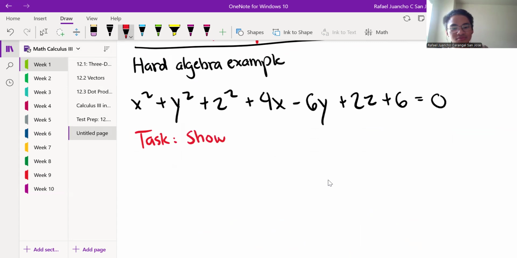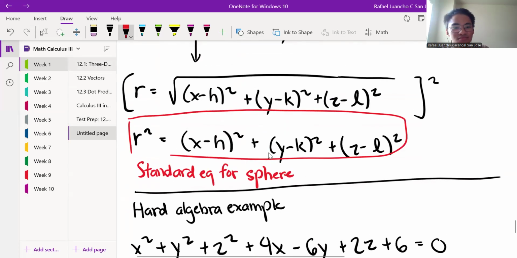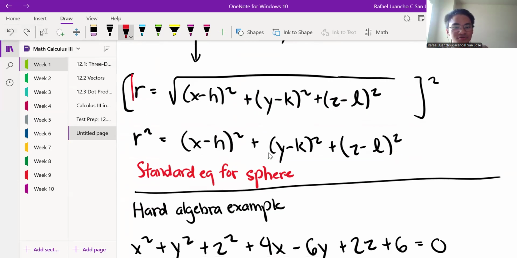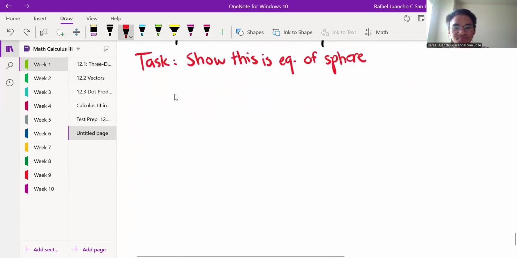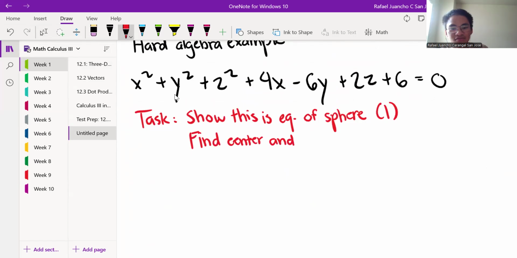Show this is the equation of a sphere. So we want to show that it's the thing we got earlier. We want to show that it's this, or the other one. Could be this. Any of them work. Right? Now that's one thing that we have to do. The other thing is, if we now proved that this is an equation of a sphere, now we want to find the center of the sphere and the radius of the sphere.